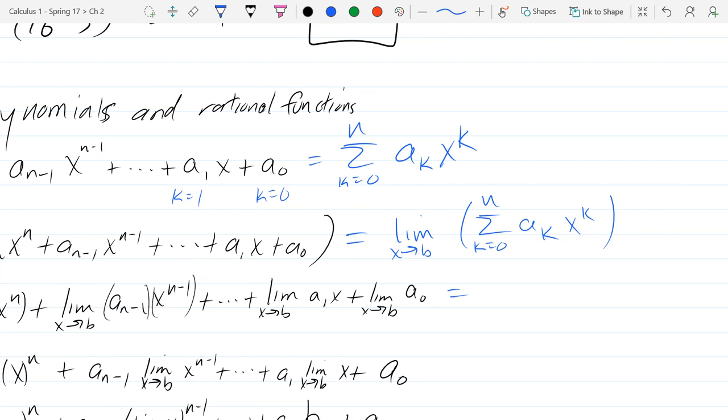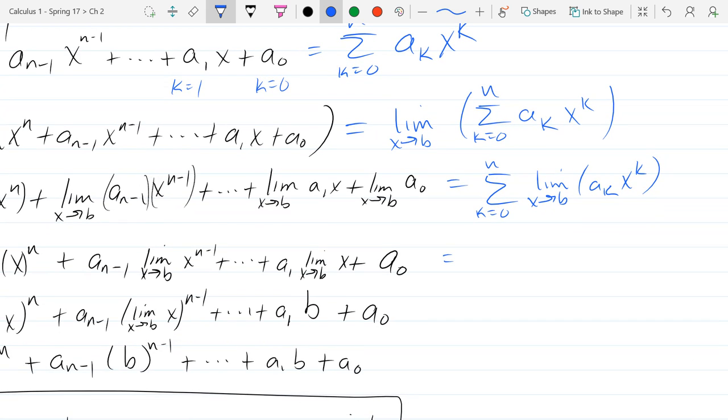And I'm going to use a sum rule. In sigma notation, this is what the sum rule looks like. So in sigma notation, basically the sum, the sigma, and the limit trade places. So when I read it, on the bottom it says, add up the limits of these terms. Whereas on the top it says, take the limit of all these terms added together. And that's the difference between the two.